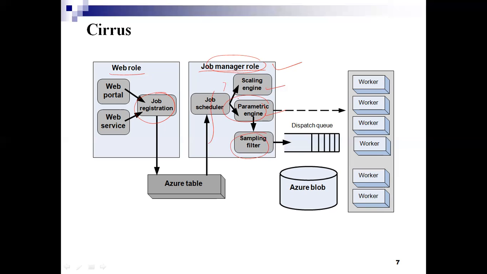Next, each task is associated with a record in the task table. We have a number of tasks here associated with the task table, and this state record is updated periodically by the worker instance running the task. The progress of the task is monitored by the manager. So we have the job manager here, and the progress of the task is monitored by this job manager.